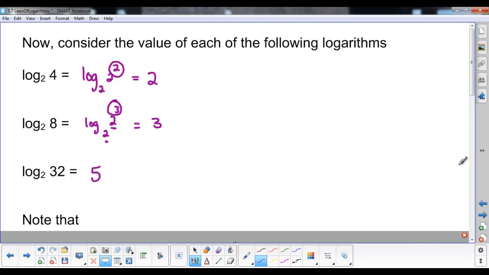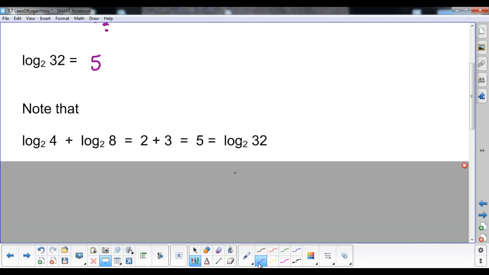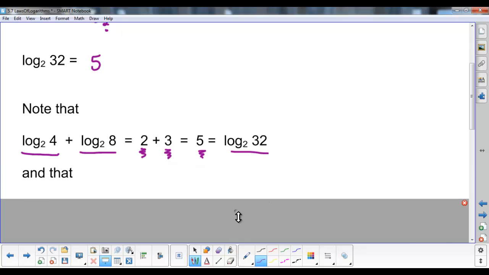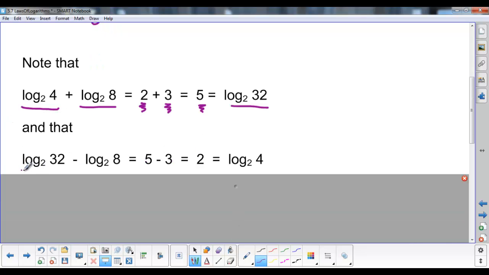Now, let's note that we took our first term, which was log 4 base 2, and we added it to our second, which is log 8 base 2, and you'll notice that the value of those two things, the 2 plus the 3, gave us 5, and 5 was actually the answer to that third logarithm, log 32 base 2. It also works with subtraction. Our largest log there, log 32 base 2, take away log 8 base 2. Well, those values were actually 5 minus 3, which gives us 2. And 2 was the answer to log 4 base 2.